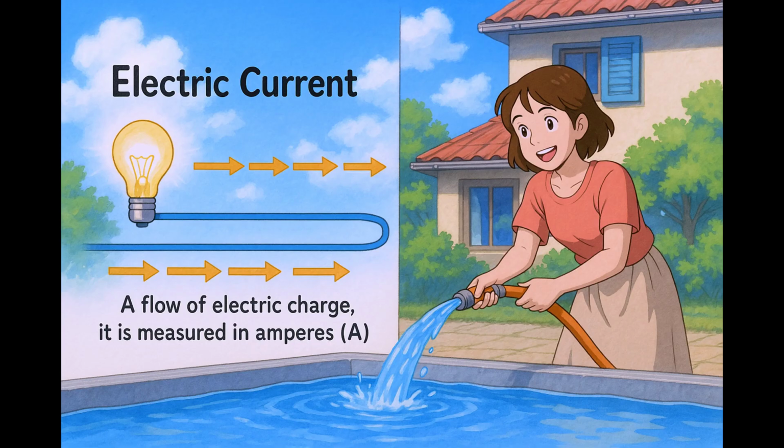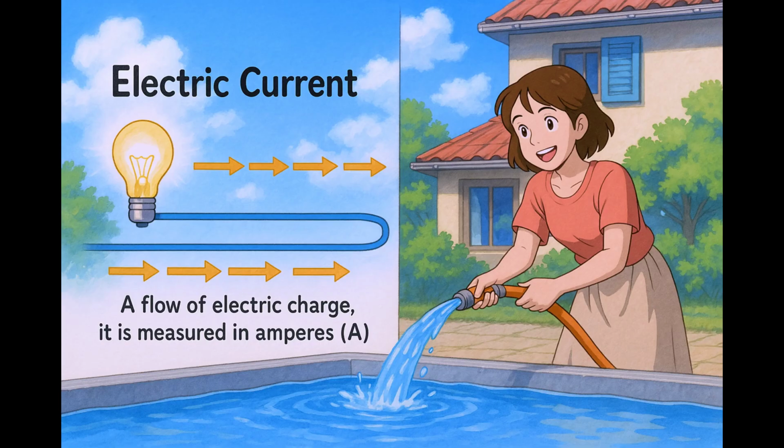Imagine trying to fill a swimming pool with water using a garden hose. The way the water flows steadily through the hose to fill the pool is similar to how electric current flows through a wire. Just as the water represents the volume and flow rate needed to fill the pool, the electric current represents the flow of electric charge measured in amperes A, which fills up the energy demand of a circuit.